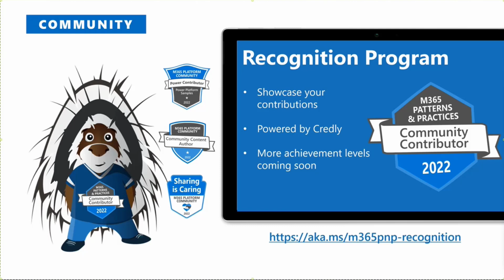So we do need you to opt in. aka.ms/m365pnp-recognition. You only need to do that once. We'll tie that to your GitHub account, and we'll make sure that you get credited and recognized. So thank you all for the amazing work you're doing. Vesa, back to you.